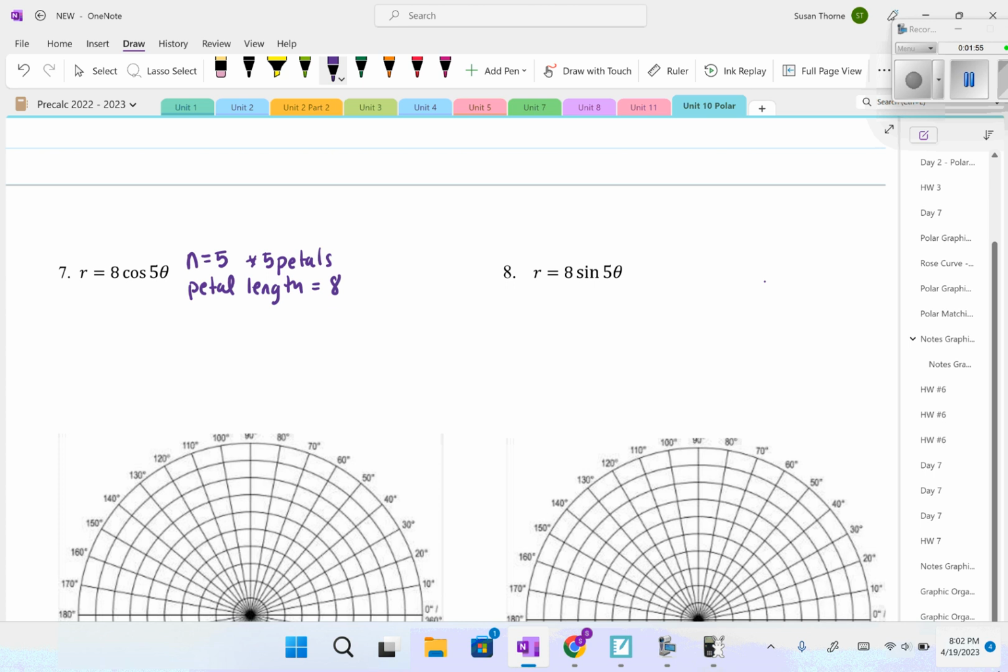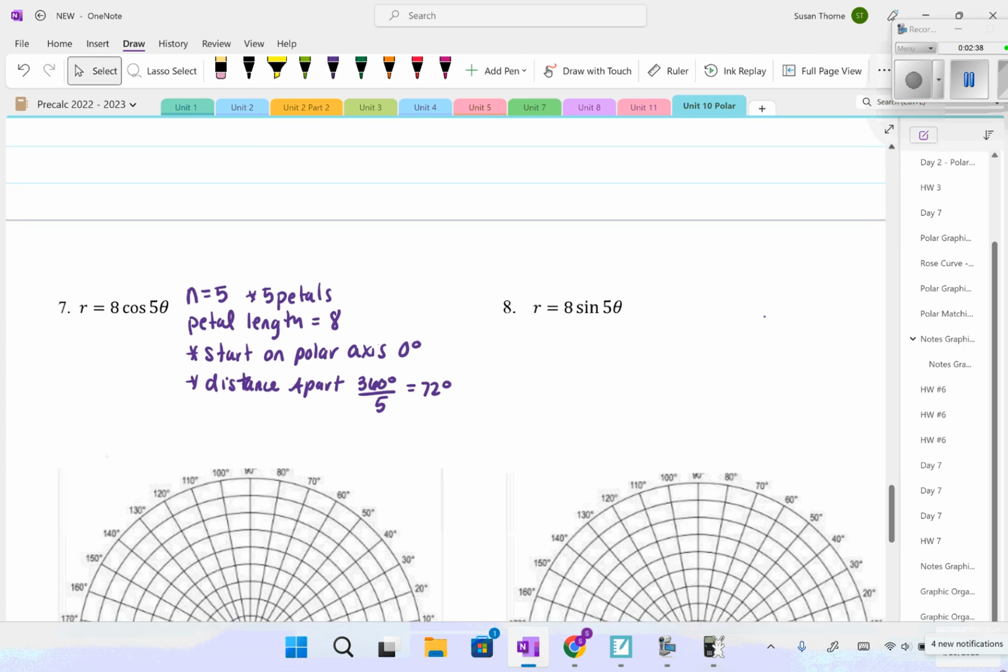And because this is cosine, we start on the polar axis at 0 degrees, since we're going to use degrees when we're graphing these because I found it's easier to use degrees. You can also use radians though. And for the distance between, you have 360 degrees divided by the number of petals, which is 5. So that means 72 degrees between each of our petals that we have.